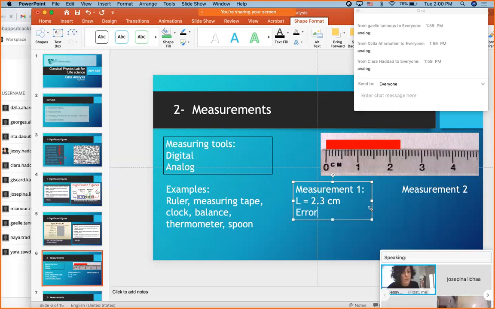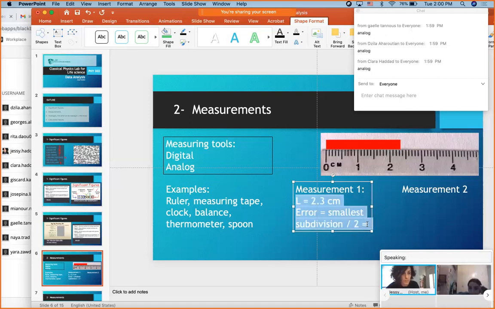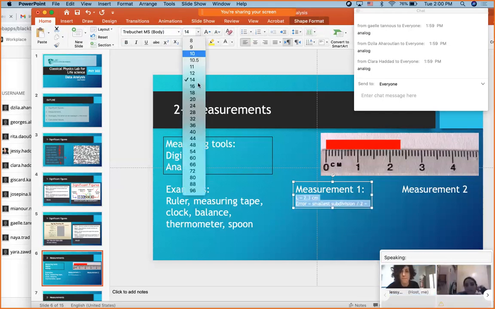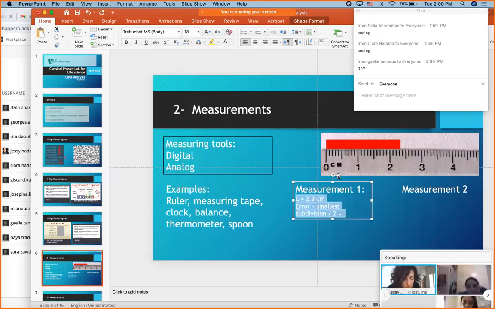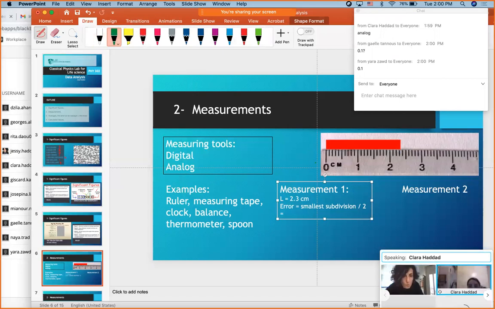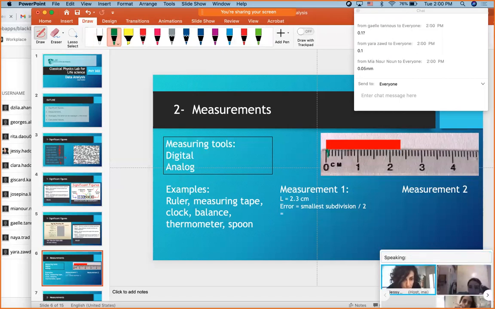All right, the rule states that the error is the smallest subdivision divided by 2. All right, I want you to help me find the smallest subdivision. Yani the smallest jump, the smallest reading. What is the smallest reading you can do? I didn't really understand. All right, so let me use a pen to show you. What is this very small reading you can do? The smallest reading. 0.1. All right, unit?